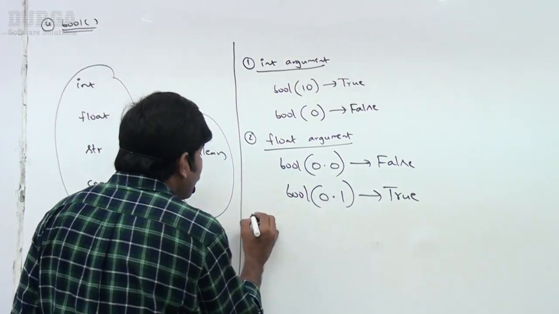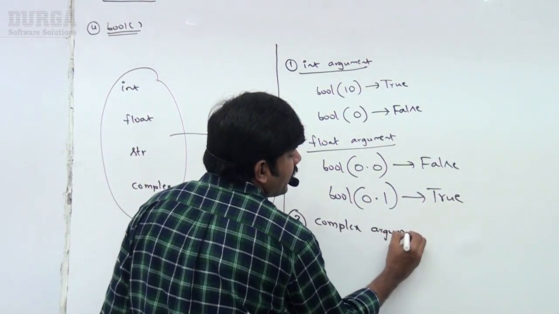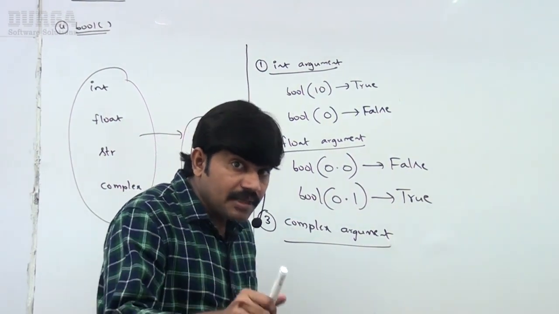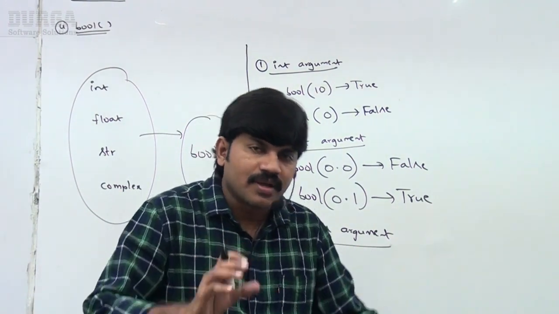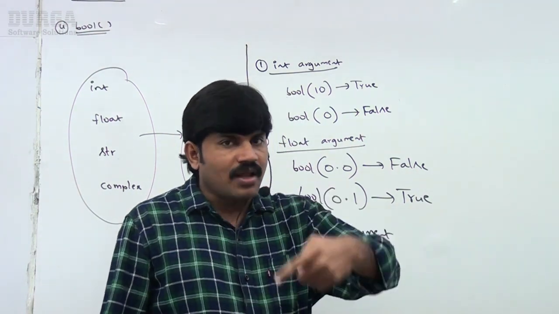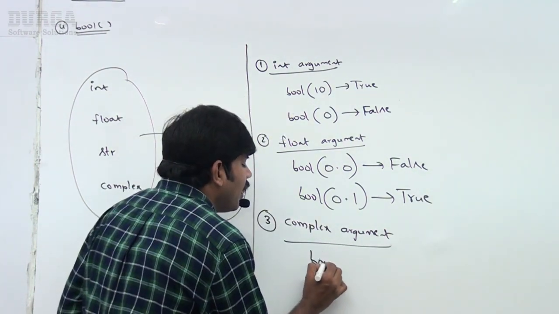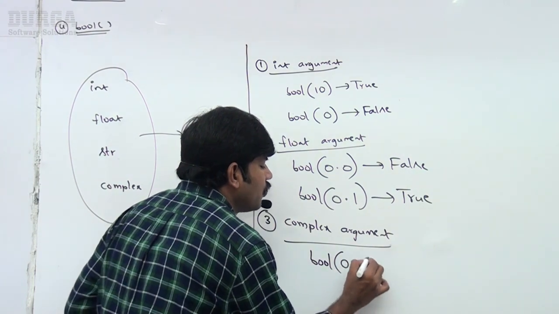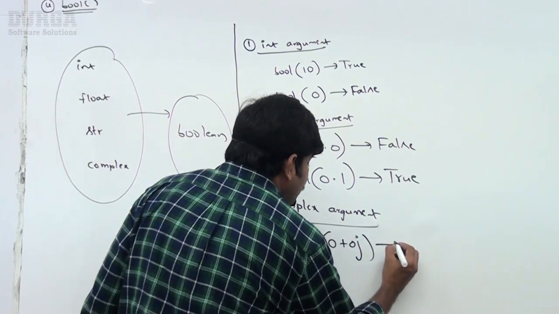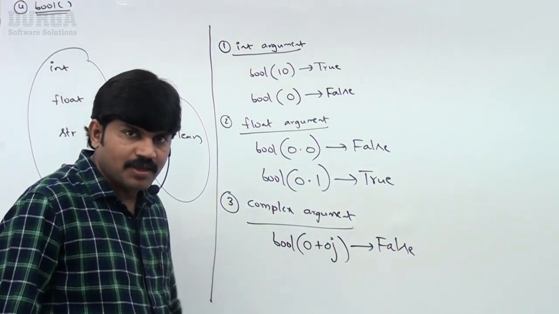Sir, next, the complex number argument. If you pass a complex argument, it's simple: if both the real part and the imaginary part are 0, then it is considered False, otherwise it is treated as True. Very simple. Bool of 0 plus 0j. What is the answer we are going to get, sir? False, because the real part is 0 and the imaginary part is 0.